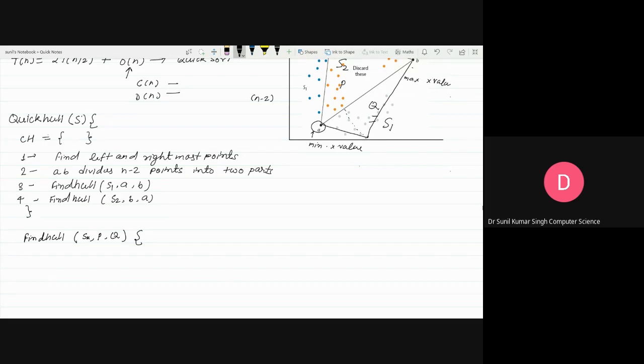Now, in the very first step, it might be possible that your Sk has no points. Consider the scenario.